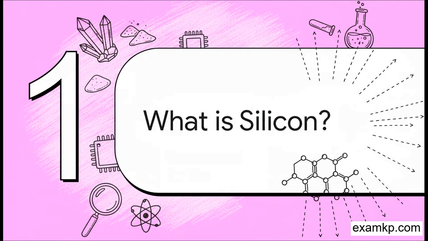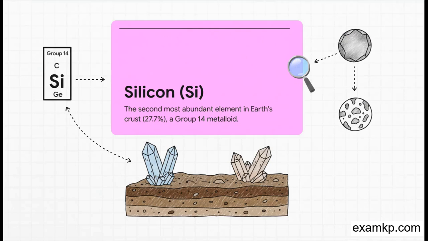First things first, what exactly is this element that's basically all around us? Okay, so here's the deal with silicon. Its symbol is Si, and you absolutely need to know that it's the second most common element in the ground beneath our feet, right after oxygen. It's a group 14 element. And look, it sits just below carbon on the periodic table. That position is so important, and we're going to see why in just a bit. It's also a metalloid, which just means it has properties of both metals and non-metals.